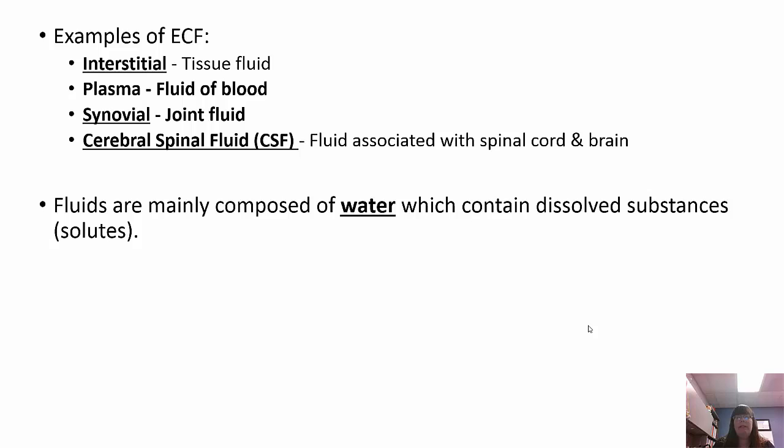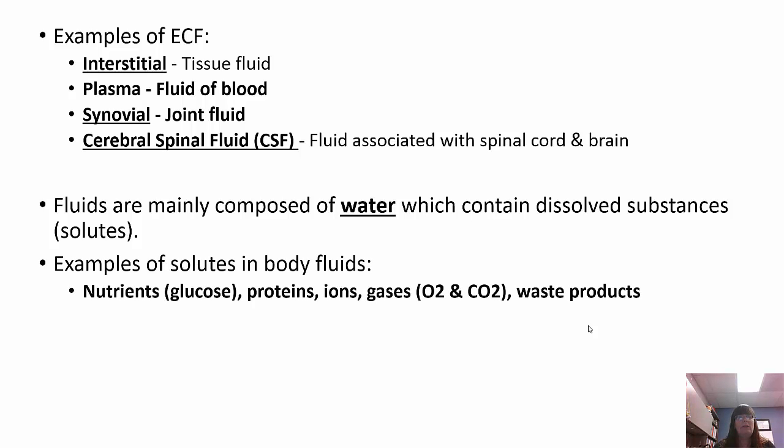Examples of extracellular fluid: we have interstitial fluid, which is tissue fluid; plasma, which is the blood fluid; synovial fluid, which is joint fluid; and cerebrospinal fluid, which is the spinal cord and brain. Most of those fluids are mainly composed of water, which have some dissolved solutes inside of them, and the concentrations will be different depending on which fluid you're talking about. Glucose is a big one. Proteins, ions, oxygen, carbon dioxide, waste products, and as I said, the concentrations are going to vary depending on which particular fluid you're talking about.